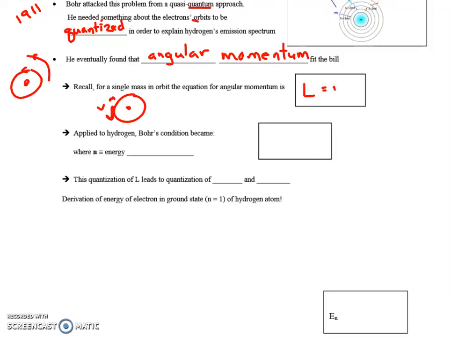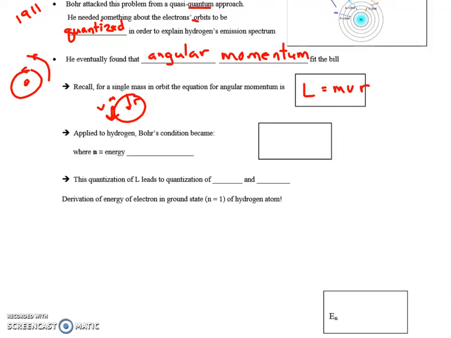Well, that all translates to m times v, there's the momentum part, times r, there's the lever arm part. So this is supposed to be an arrow, and we are some distance r away from the pivot point. Now, what did Bohr do? He applied it to hydrogen. Now he wants to quantize this.